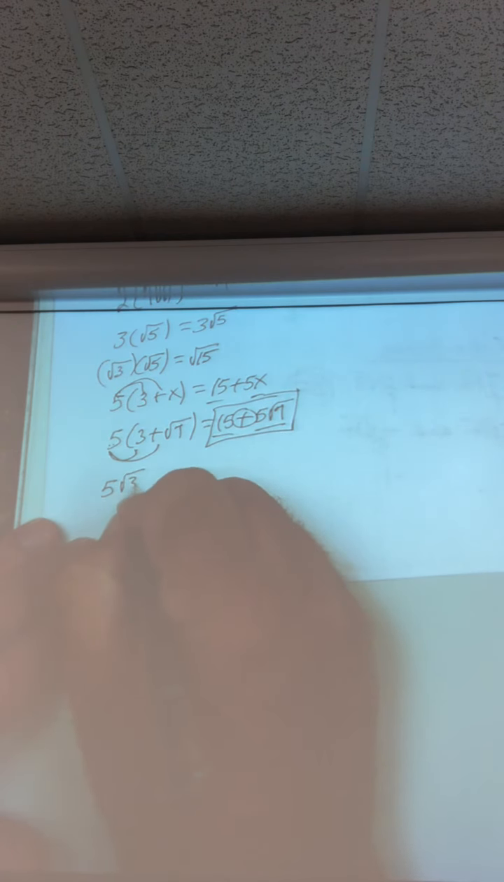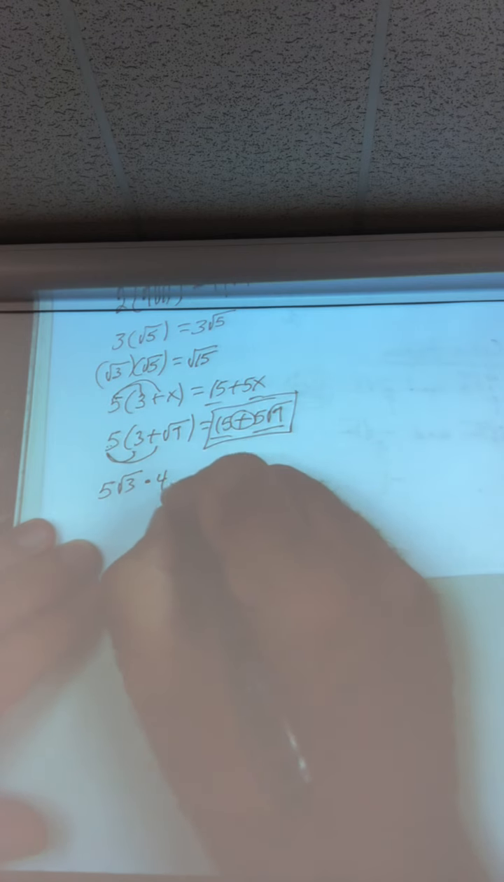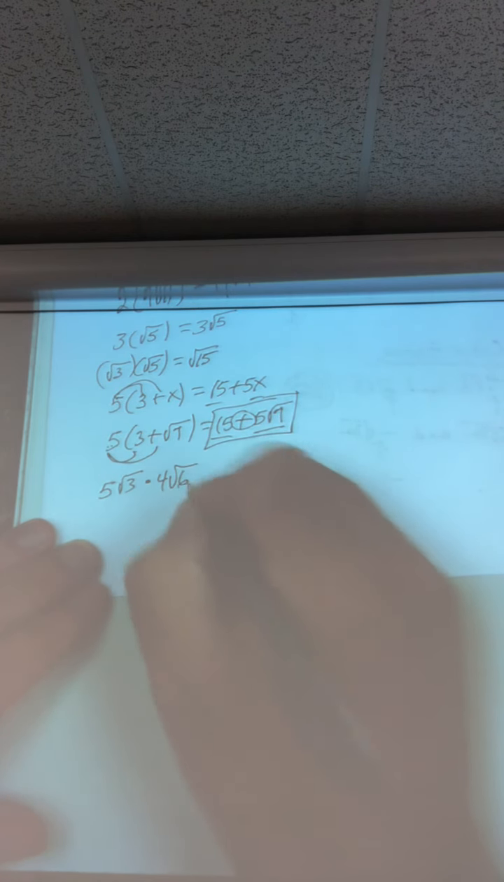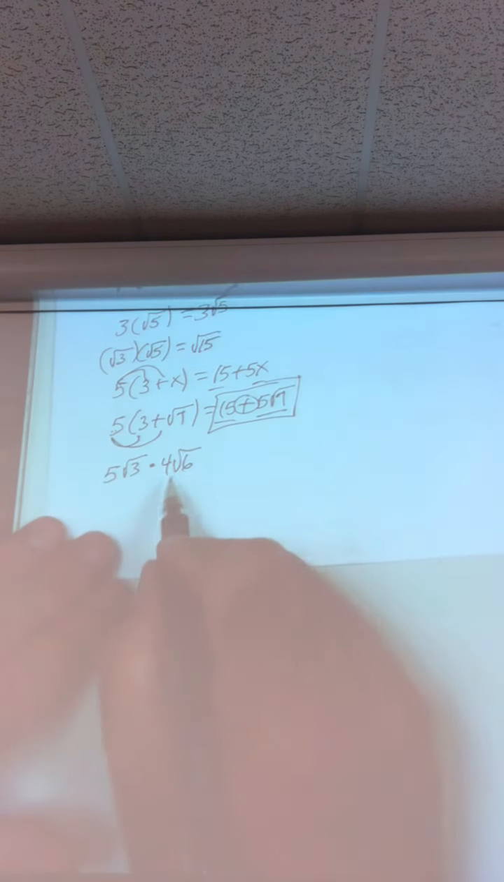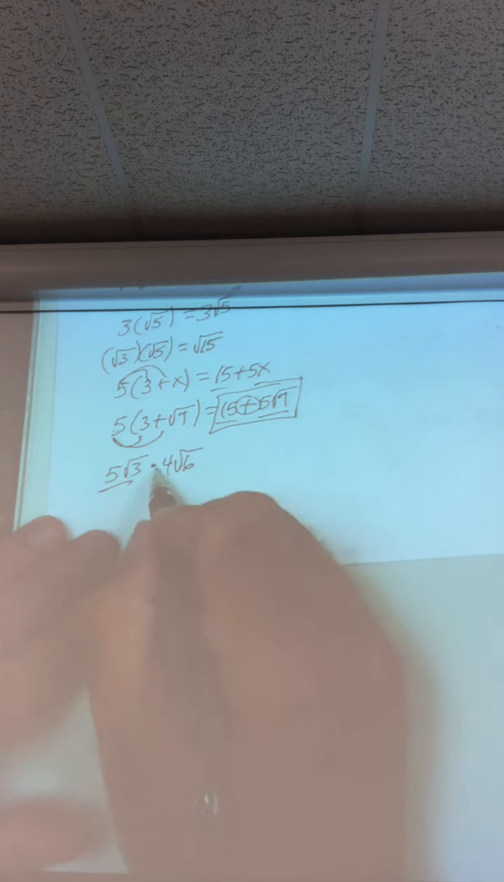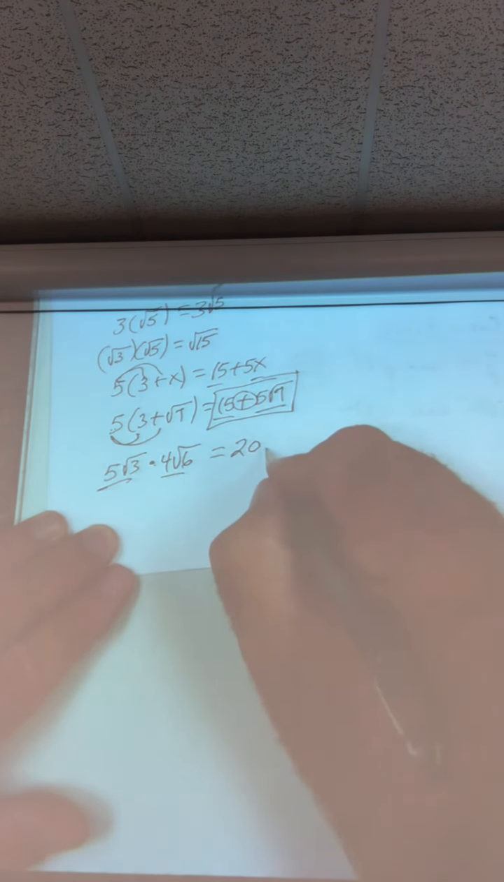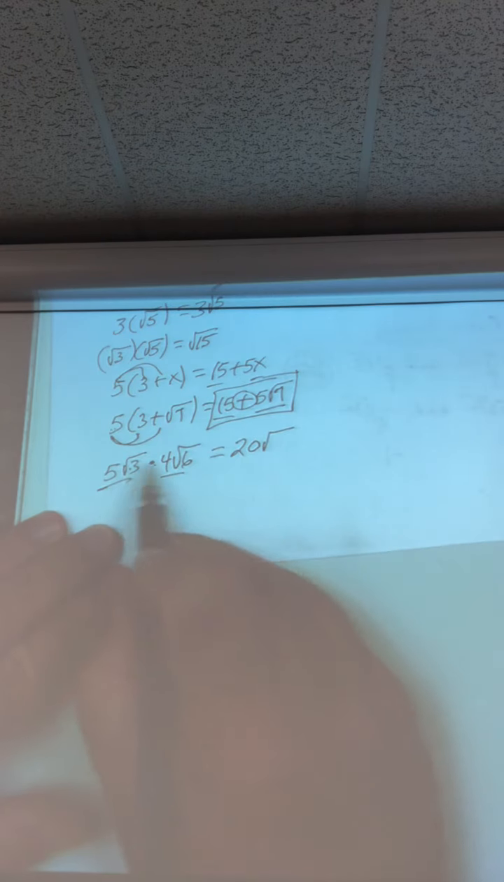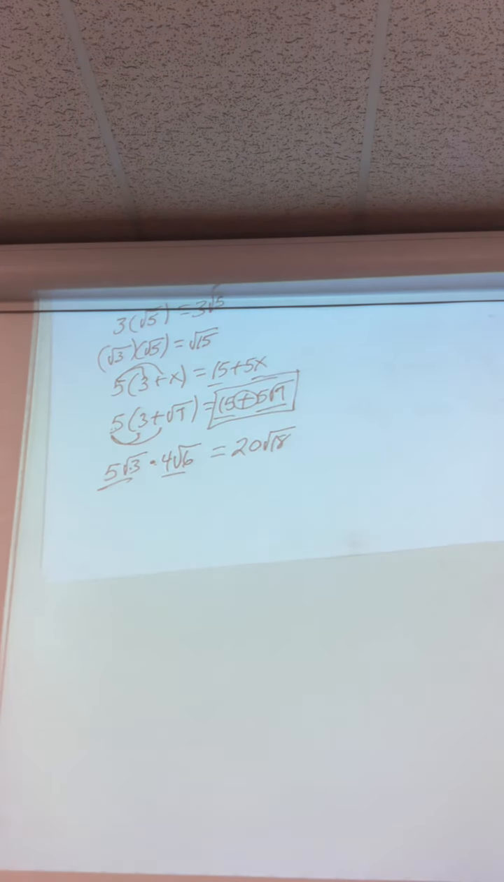5 square root of 3 times 4 square root of 6. Now, this is not the distributive property. This is one term times one term. So what would this be? 20 square root of, you can multiply these two together, which would be square root of 18.